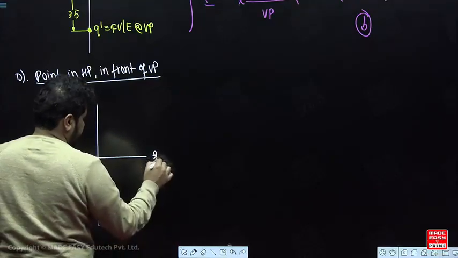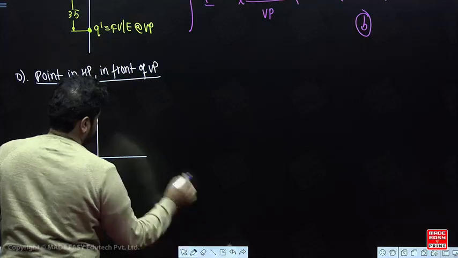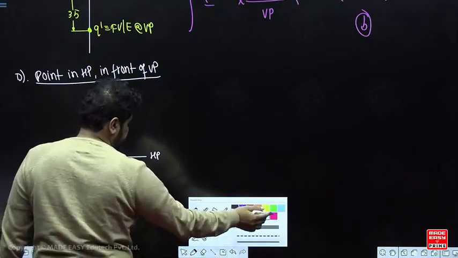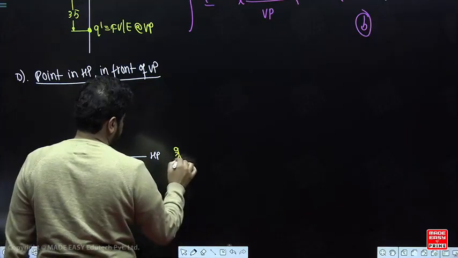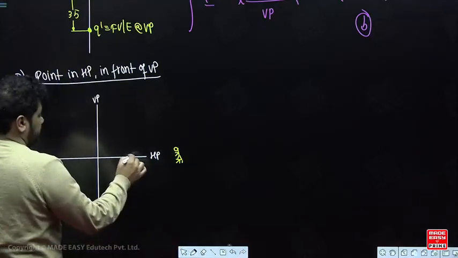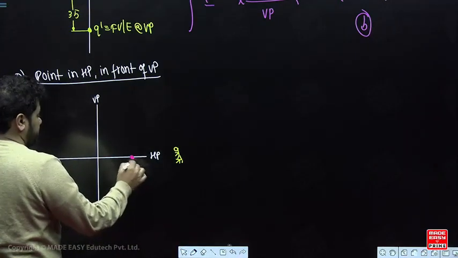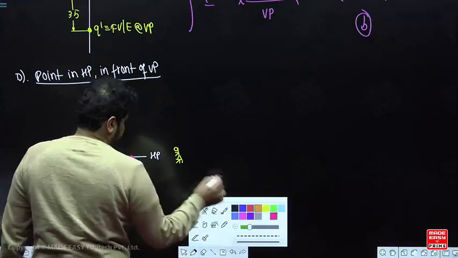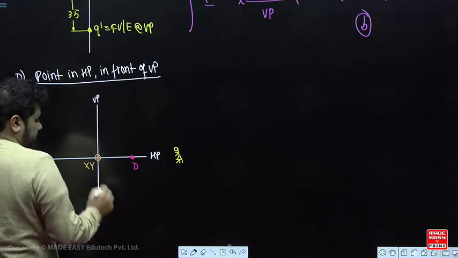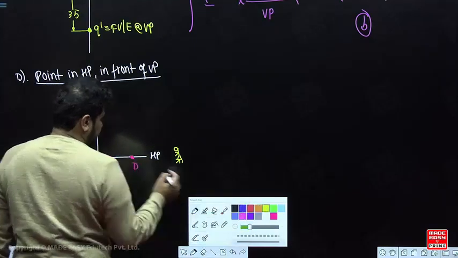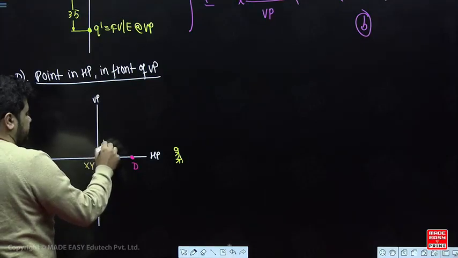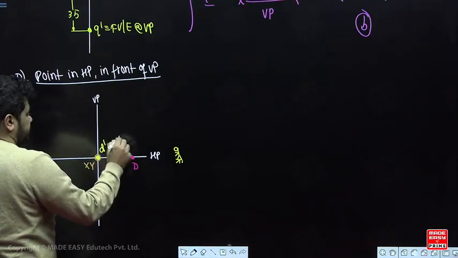Here this is the observer, this is HP and this is VP, isn't it? Here is the observer. Point is in HP and in front of VP. Let us say this is the D point, right? So, if the observer will make observation, now this is your XY line, correct? So, the projection of D will be seen where? The projection of D will be seen over here. So, this is your D dash, which is the front view or elevation, correct?